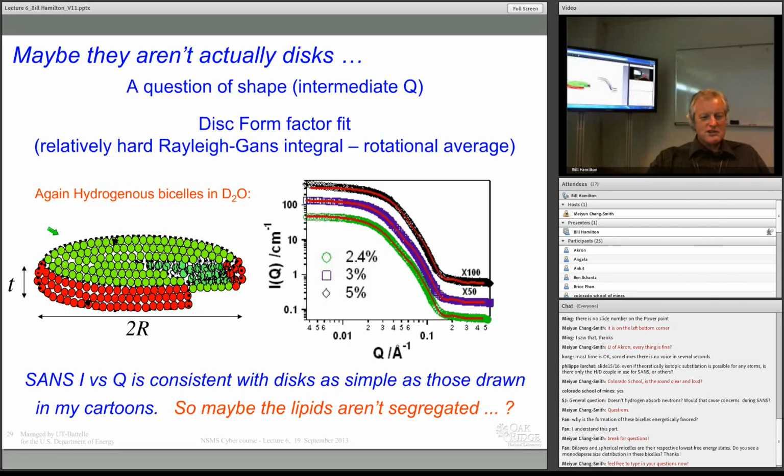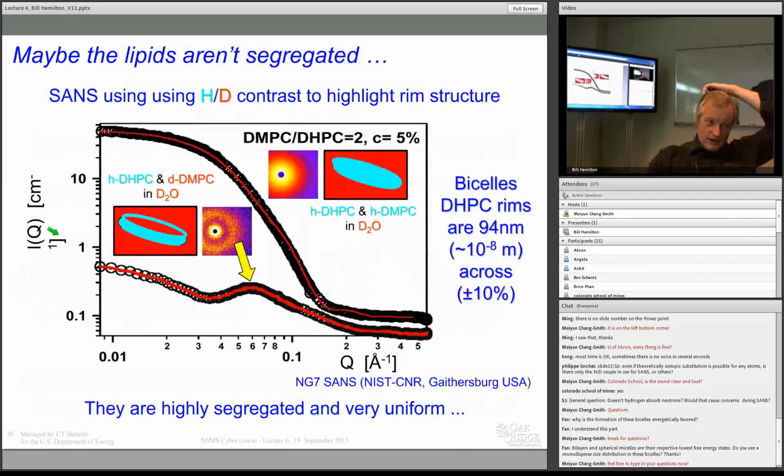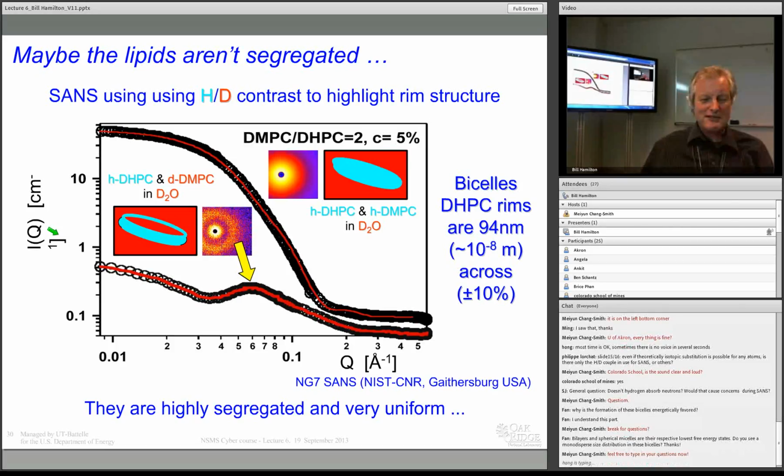So the next question we have to ask is, maybe the lipids aren't segregated. Maybe they're disk-like, but there's a lot of intra-bicelle motion, so there's a lot of mixing within the bicelle. Actually, if this view graph does not answer your question, I'll be surprised. Okay, so maybe the lipids aren't segregated.